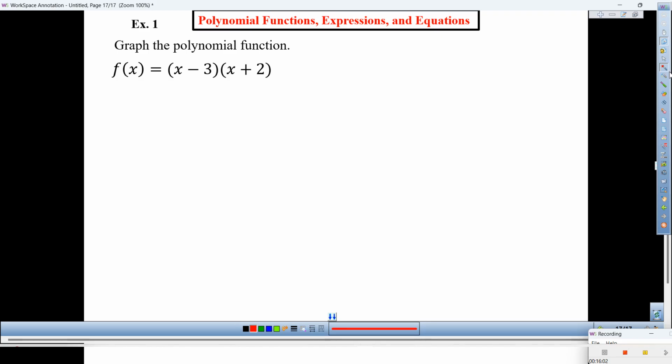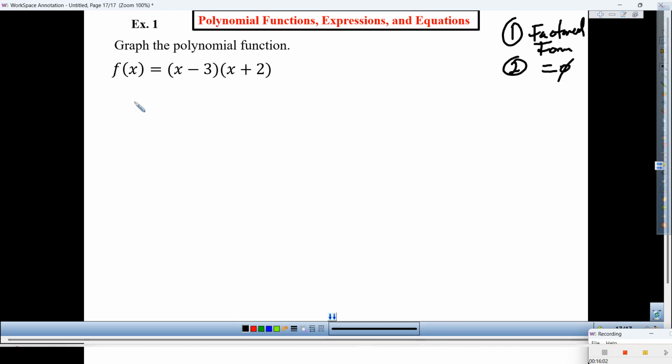All right, here we go. I'm going to write some steps on the side so you can have them yourself as well. Step 1, they need to be in factored form. What does that mean, Mr. Q? Multiplying. Let's see. Is this multiplying that? Yes. Okay. Step 2, set it equal to 0.